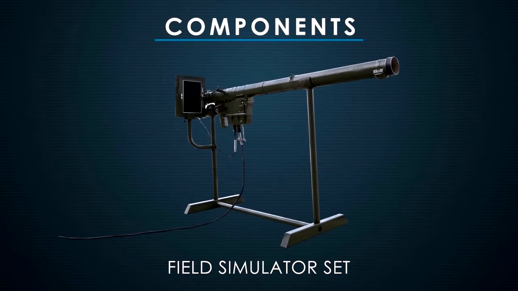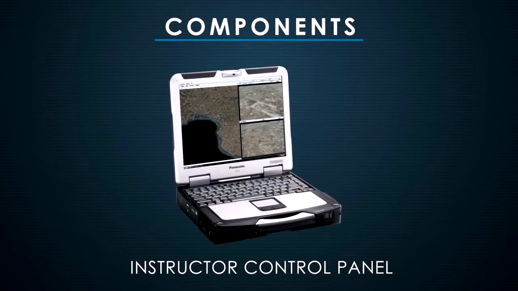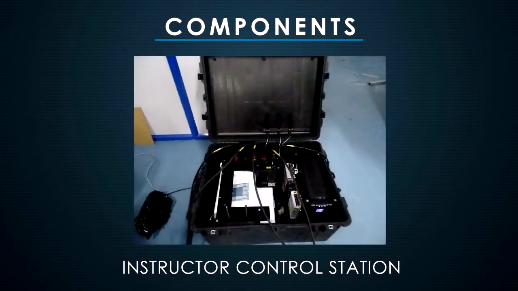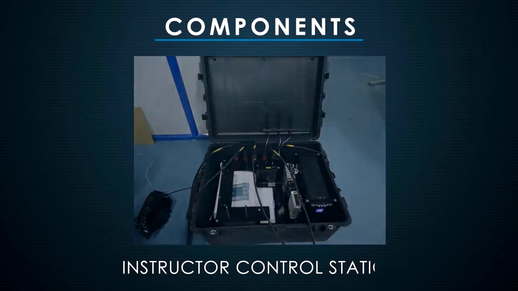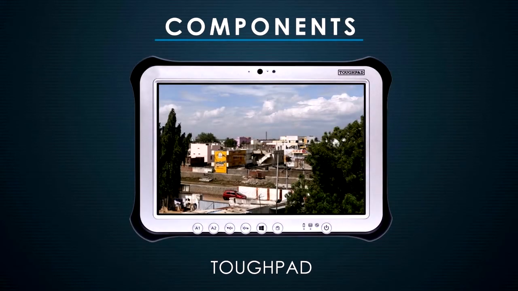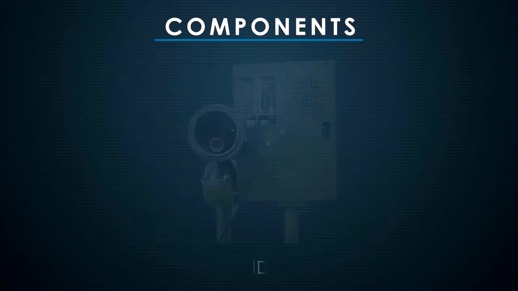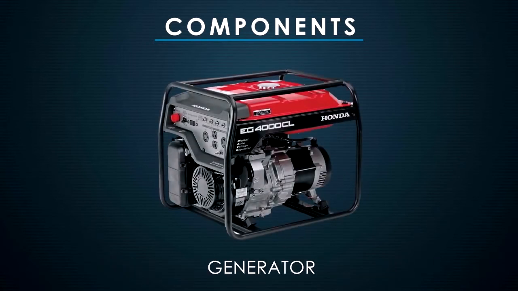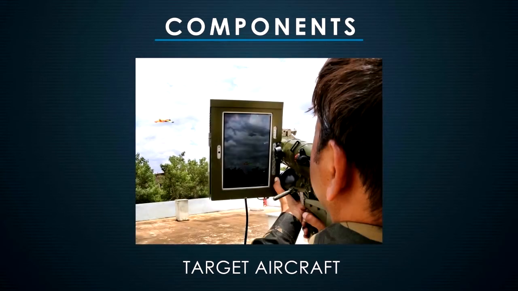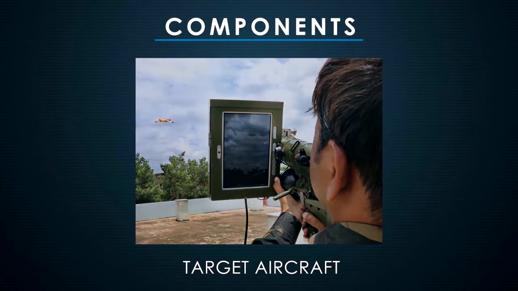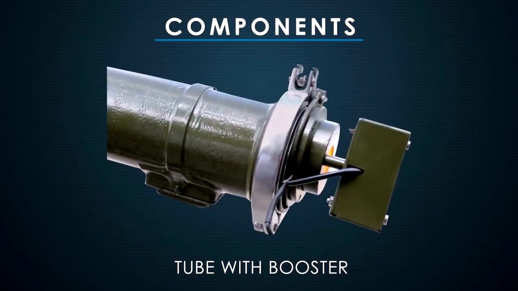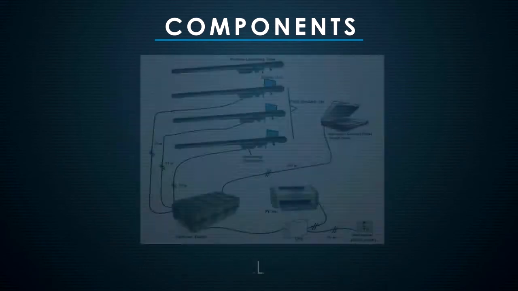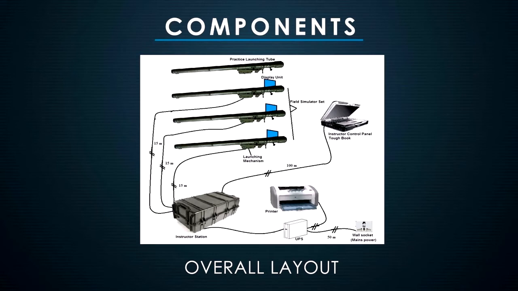Simulator set mounted on a stand. Instructor control panel. Instructor control station. Toughpad. Camera fitted inside the launching tube. Generator for power supply. Dynamically simulated aircraft. Launching tube for recoil action, sound and flash. The overall layout of the training station will look like this.